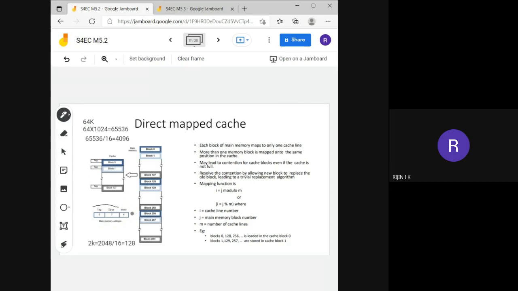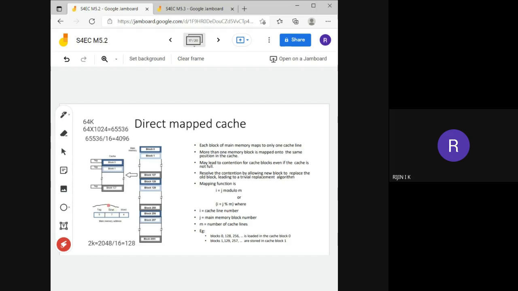These block numbers in the main memory are again divided into two sections. One is called the line. Line means cache line. What is a cache line? We already discussed that. In cache memory, we divide the memory into different blocks, and each block in the cache memory we call a cache line.